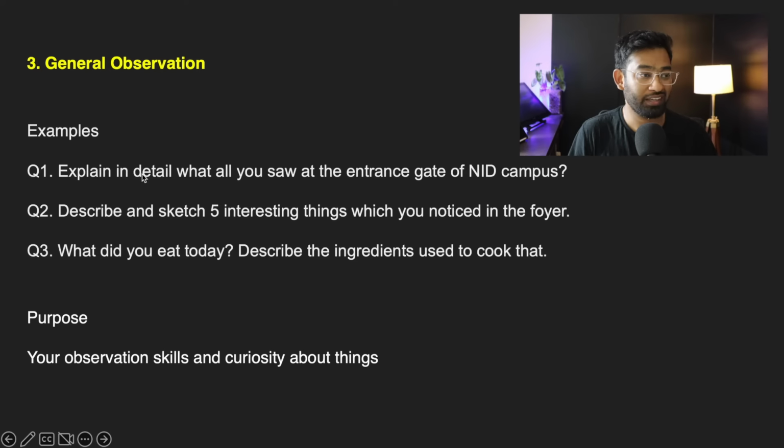Now imagine if somebody is going to NID with a lot of stress, he'll be completely worried about the question paper. But here they are only asking about your general observation.